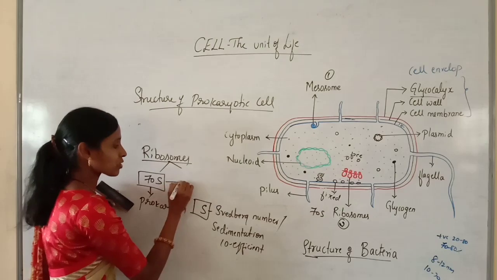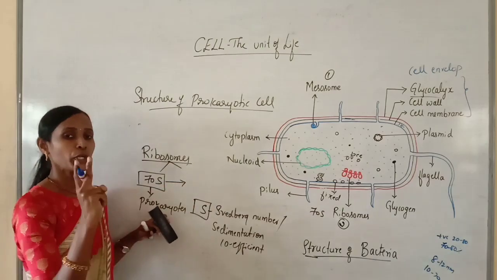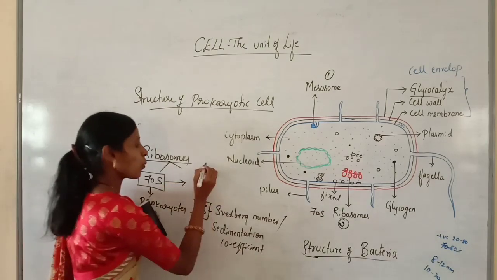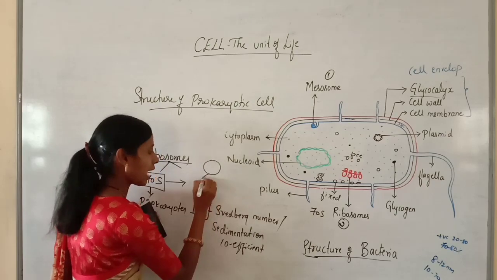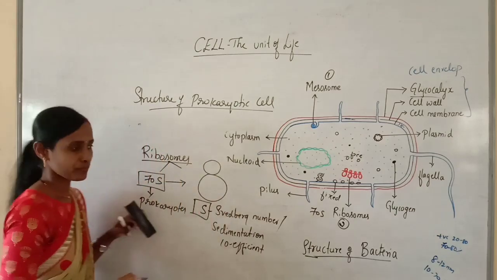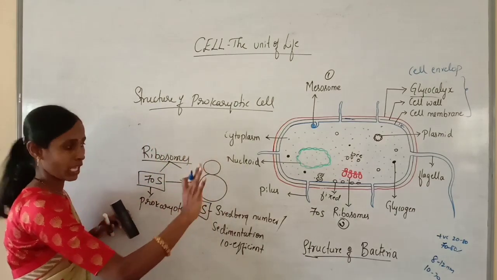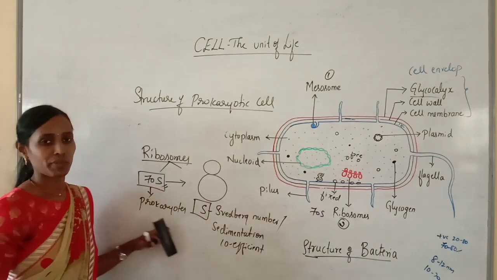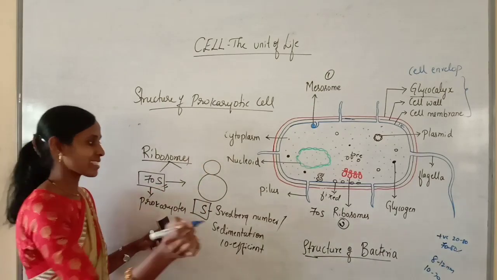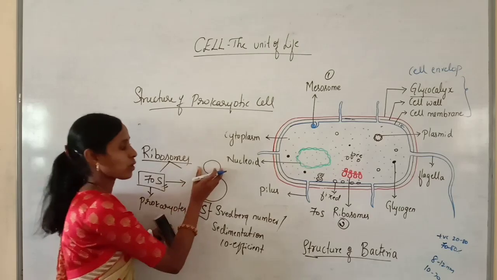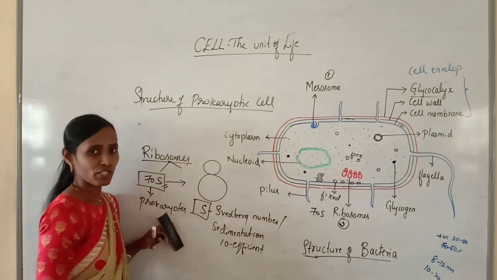This 70S type of ribosome is made up of two subunits: one smaller subunit and one larger subunit. So this is one complete ribosome, and this is the 70S type of ribosome. As I said, it is made up of a smaller subunit and a larger subunit.